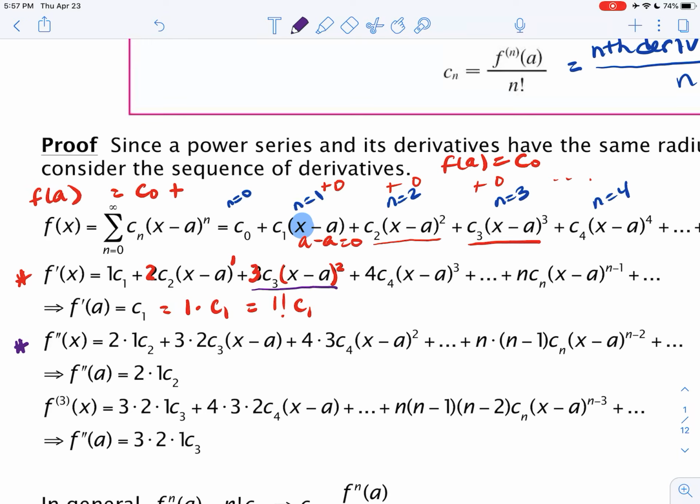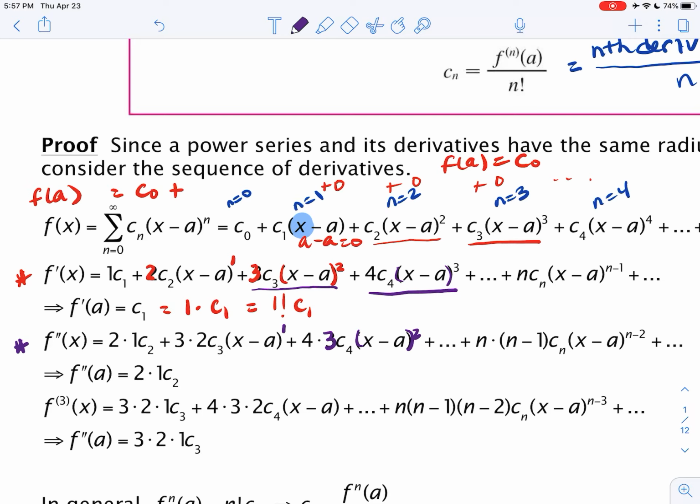When I take the derivative of 3 times c sub 3 times (x minus a) squared, I would get 3 times 2 times c sub 3 times (x minus a) to the first power. If I take the derivative of 4 times c sub 4 times (x minus a) cubed, I would be taking the exponent down and then subtracting 1 from that exponent, evaluating it at the inside, and then times the derivative of the inside, but that's just 1. And so you can see here that I end up with that expression for f double prime.